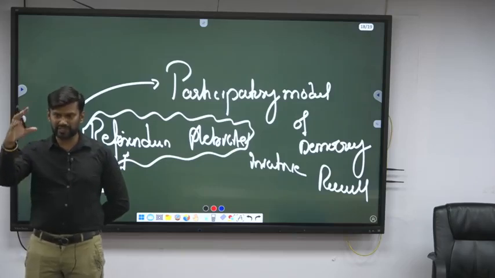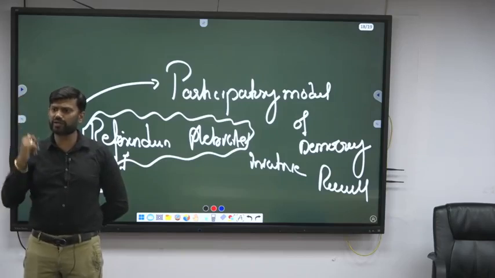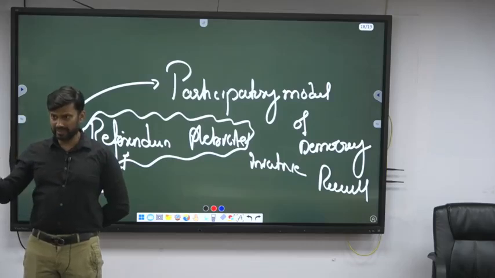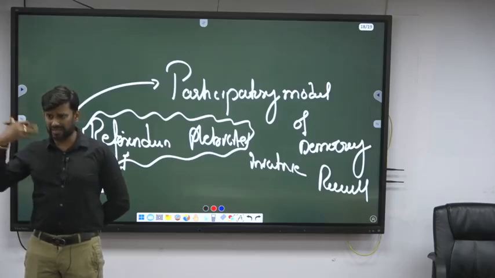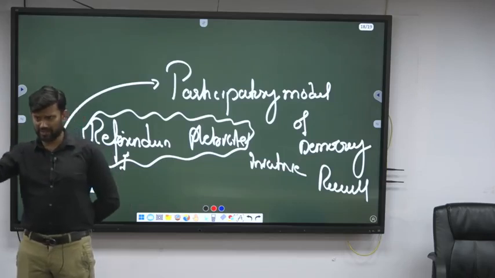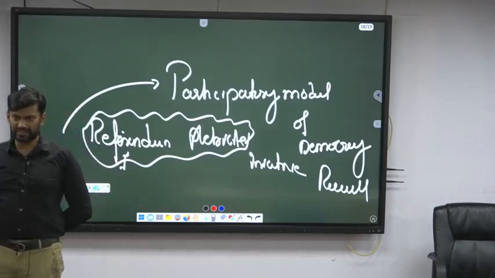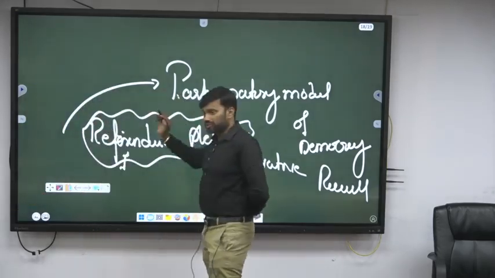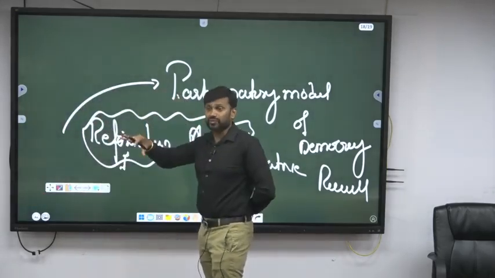Recall, if a representative is not doing his work, you have the right to recall him and send a new representative to that position. So that is the idea of participatory in today's time. But in general, participatory means people will participate not just as voters but also in other areas. So what Mill told was that this is the most ideal form, this is what is required.